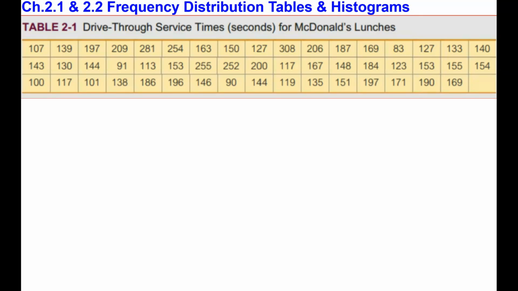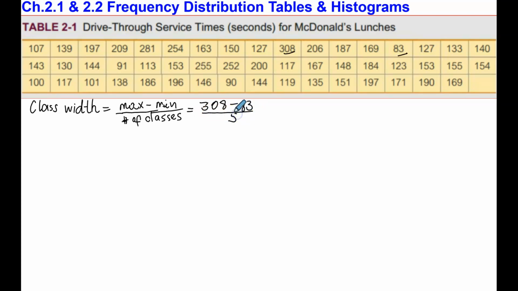To determine the class width, we divide the difference between the maximum and the minimum data value by the number of classes we would like to have. The maximum data value in this data set is 308, minus the minimum 83, divided by 5, the number of classes that we chose to have, equals 45. Let's round the result to get a convenient number.